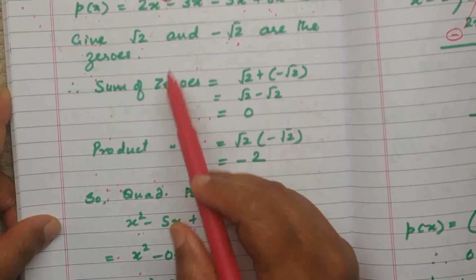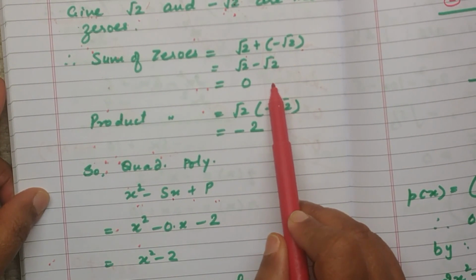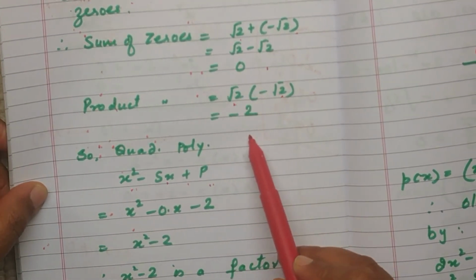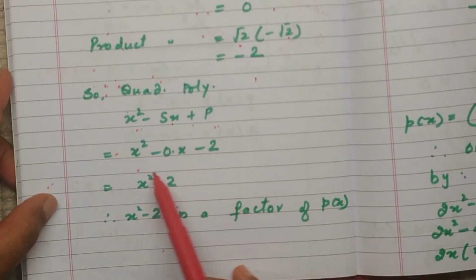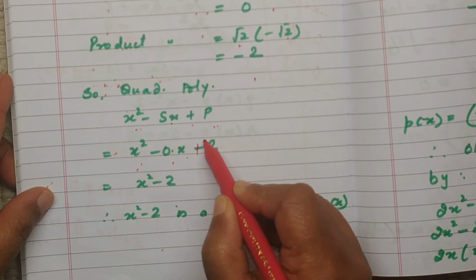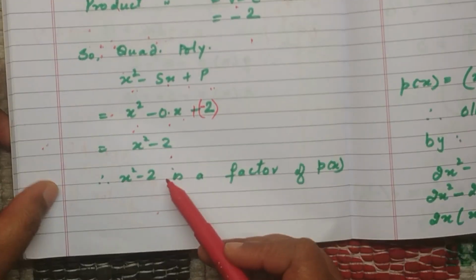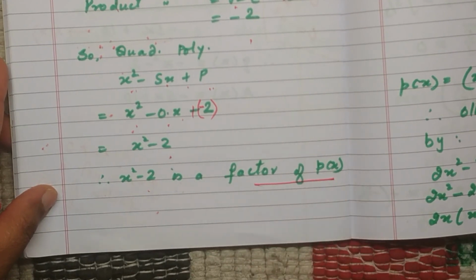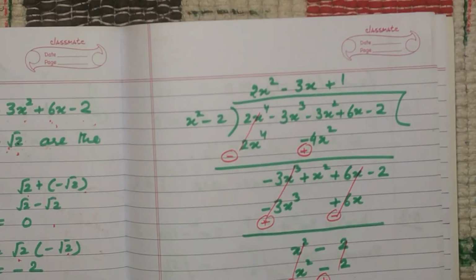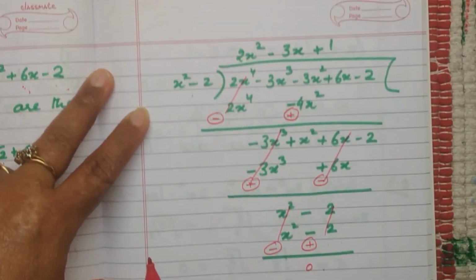First find the sum of zeros. What is root 2 minus root 2? The sum is 0. What is the product? Root 2 into minus root 2 is minus 2. So according to the formula, x square minus 0x plus minus 2. So this becomes x square minus 2. So I get x square minus 2 is a factor of p(x). If it is a factor, it should divide. So let us divide the given polynomial by x square minus 2.